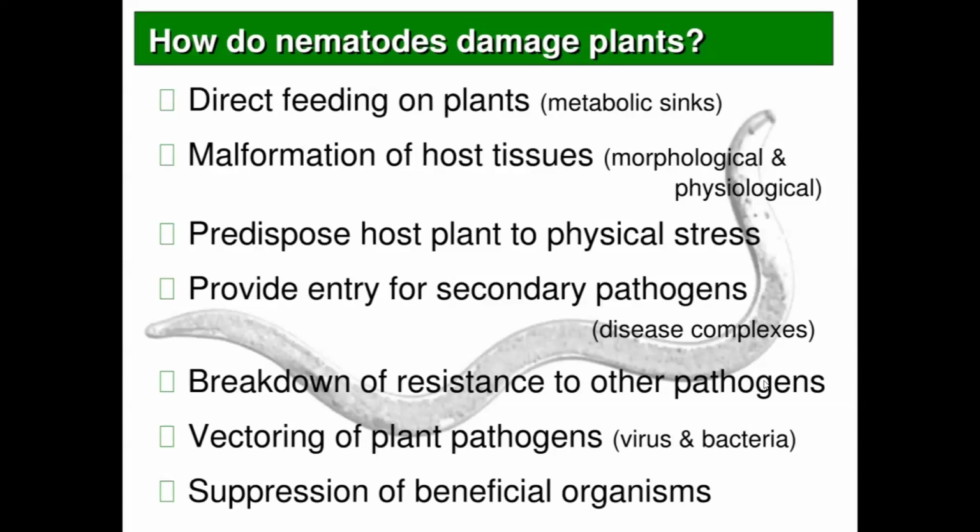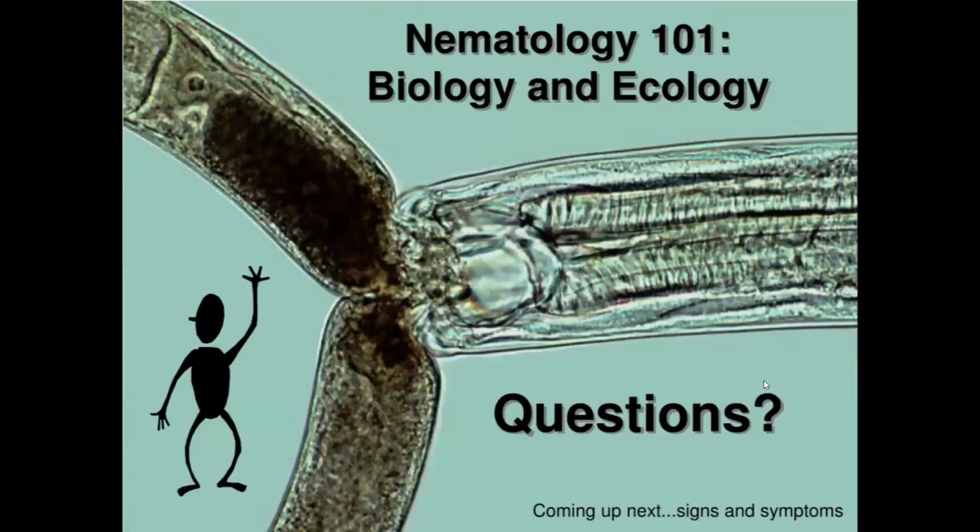They can also lead to the suppression of beneficial organisms, depending on their population. So if you have other beneficial organisms in the soil, but the population of these plant parasitic ones are higher, it could be a problem, right?